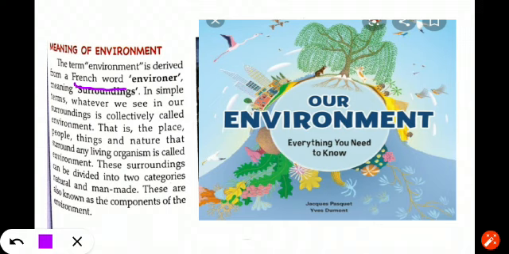Our earth is the home of human beings and other living organisms. This is possible due to the presence of favorable living conditions which make up their environment. So, the term environment refers to all the external conditions in which an organism lives.